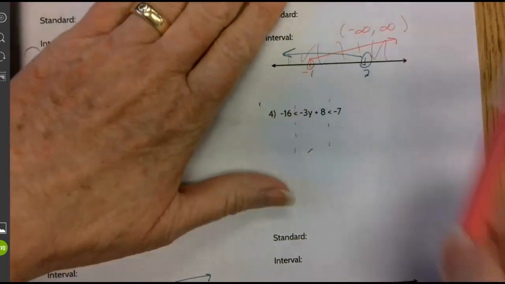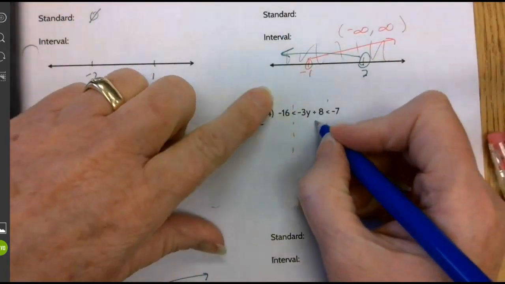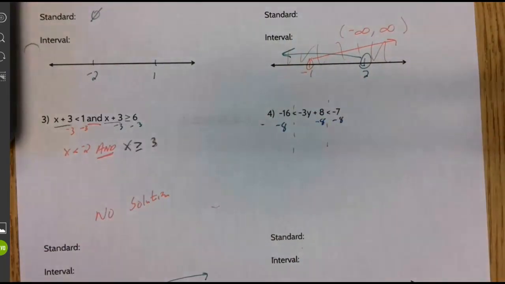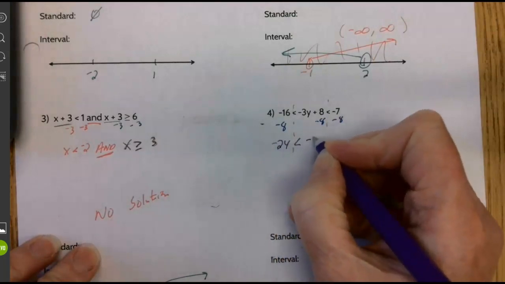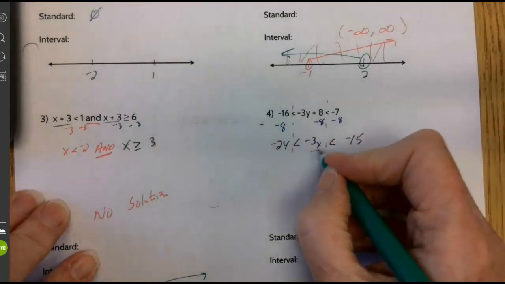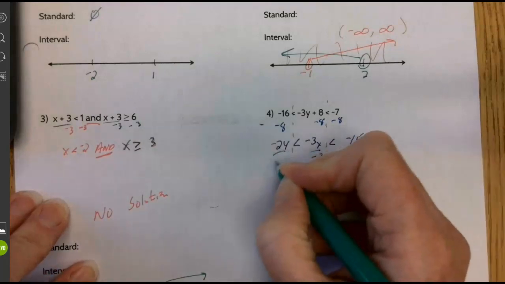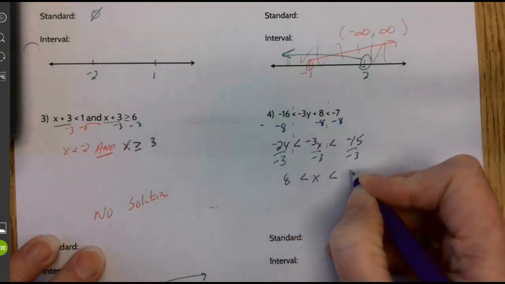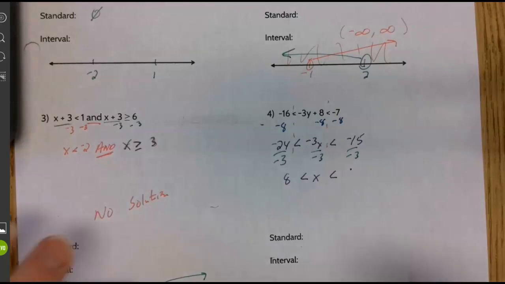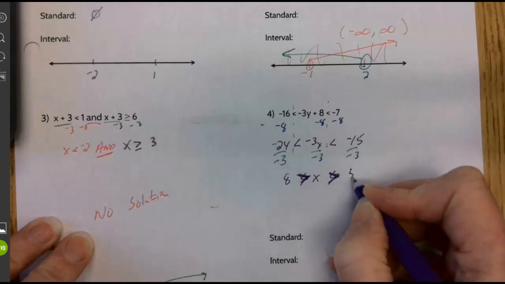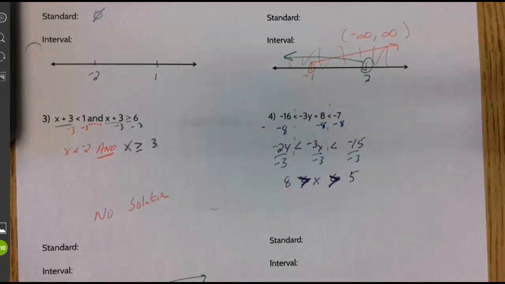Okay, here we go. So we're going to move the 8. We subtract 8. And we get negative 24 is less than negative 3y, which is less than negative 15. Oh, do you see what's coming? We're going to then divide by a negative 3. Did you hear what I said? Divide by a negative! So we get 8 is less than x, which is less than... Oh, wait. Where's my error? There we go. My inequality sign switches. I yelled, and then that distracted me so much I forgot. So 8 is greater than x, which is greater than 5.